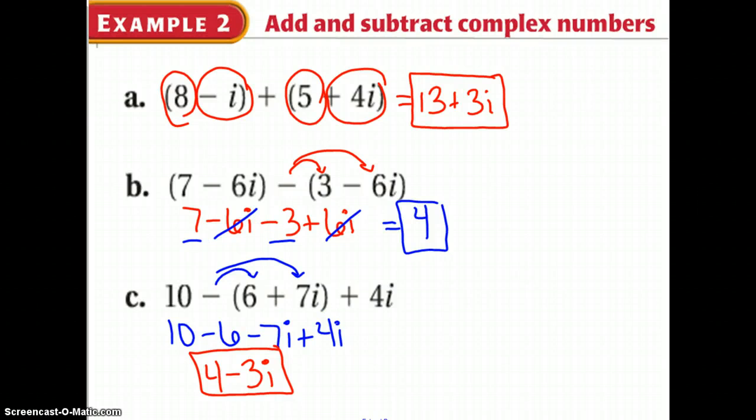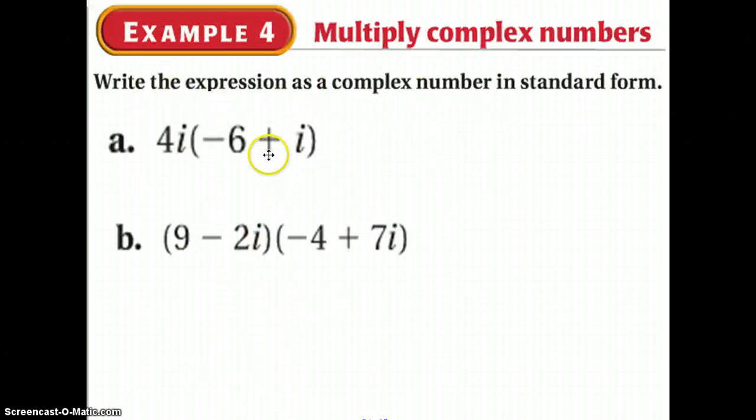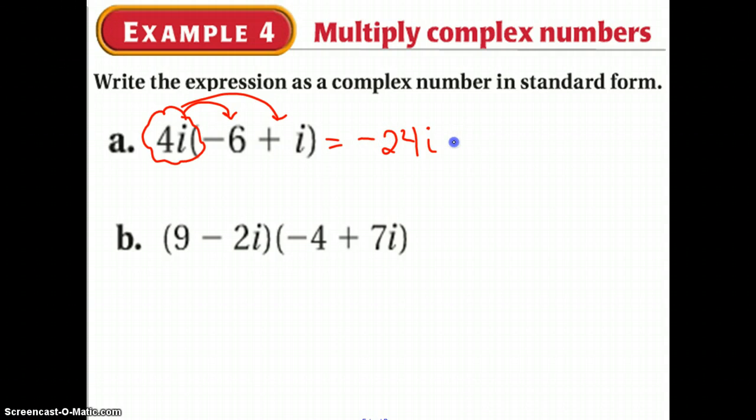Let's see multiplication. You treat it exactly the same as if that was just any other variable, x. On A, you would just distribute the 4i, and I get negative 24i plus 4i times i would be i squared.